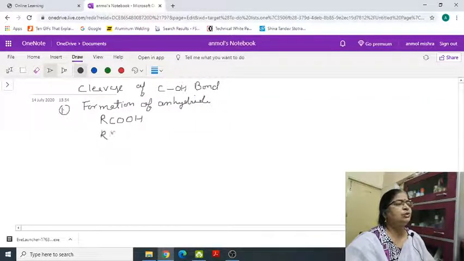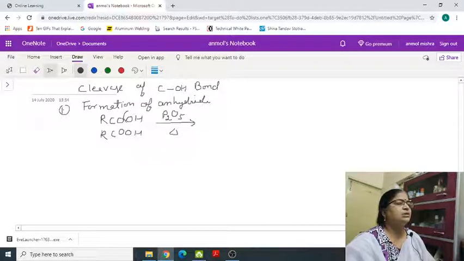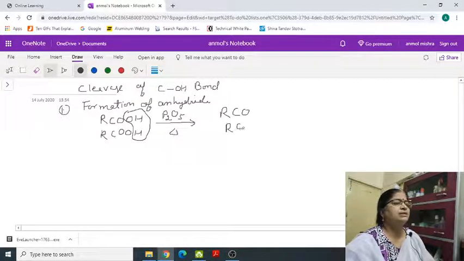When two molecules of carboxylic acid undergo dehydration in the presence of the dehydrating agent P2O5, phosphorus pentoxide, then it forms acetic anhydride. Here we can write down acid anhydride.